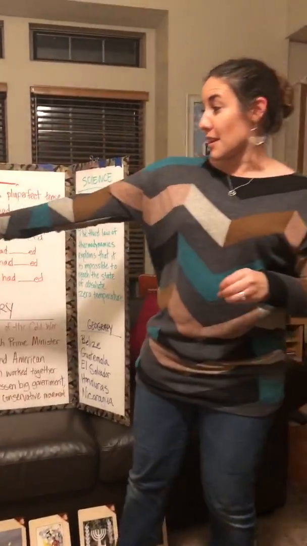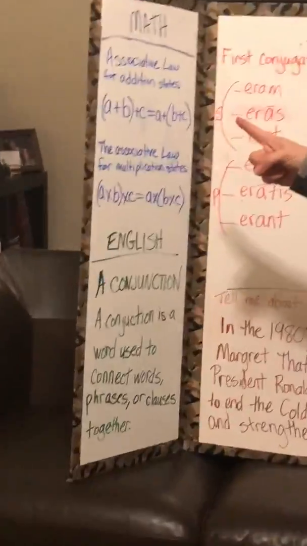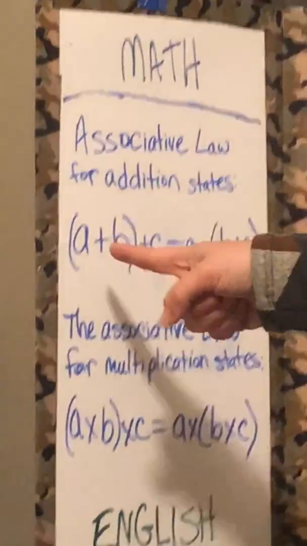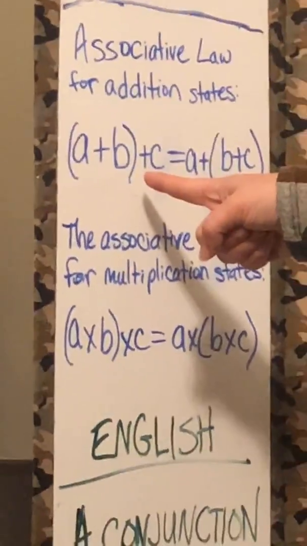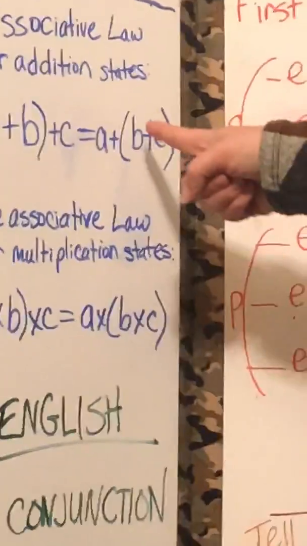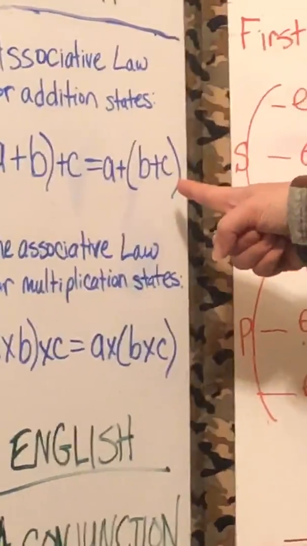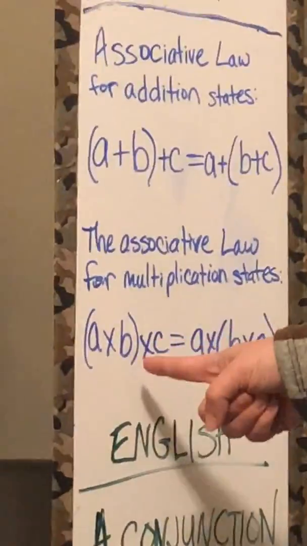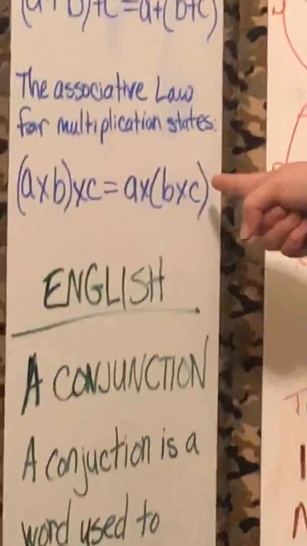Micah, zoom in on the board. The way I like to see it, think of it as associative law. First, A associates with B, then B associates with C. Same with multiplication. First, A associates with B, and then B associates with C.